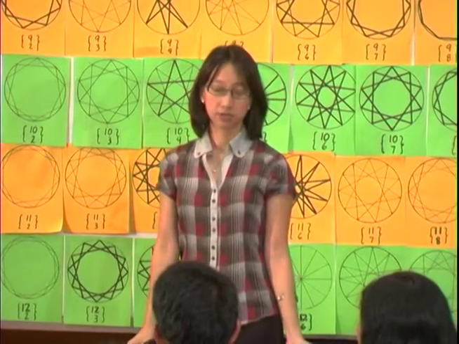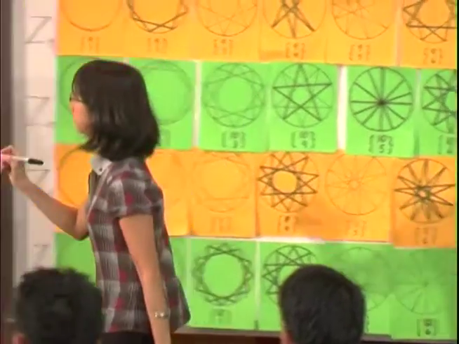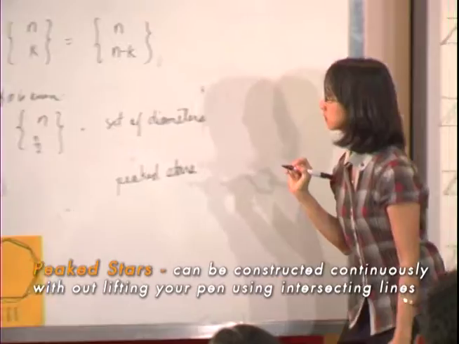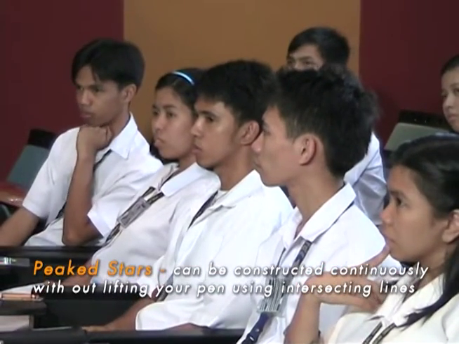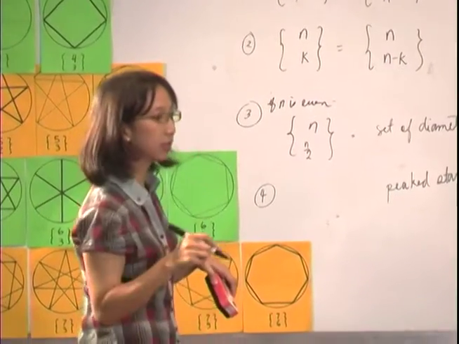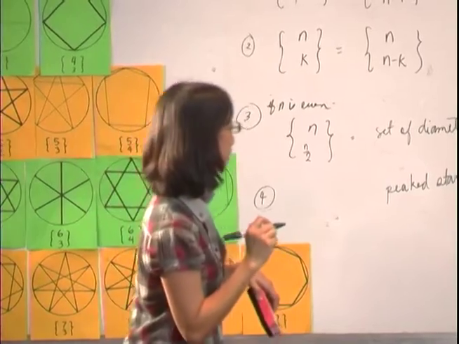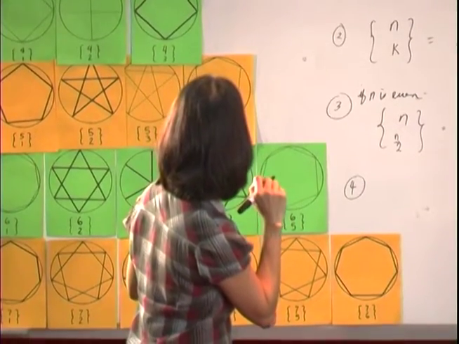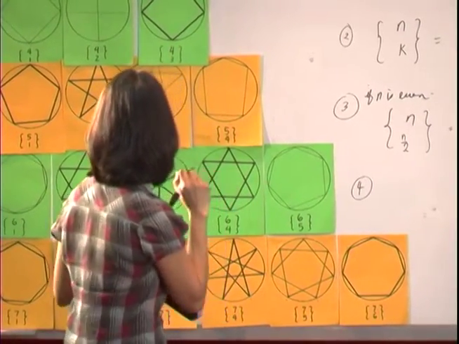When do you get picked stars? Picked stars? Those that you can construct without lifting your pen? Were there graphs that you were able to construct without lifting your pen? No? Continuously from 0, ending in 0 also? Which are those? Is it when n is odd? Which ones are those? Let's see.